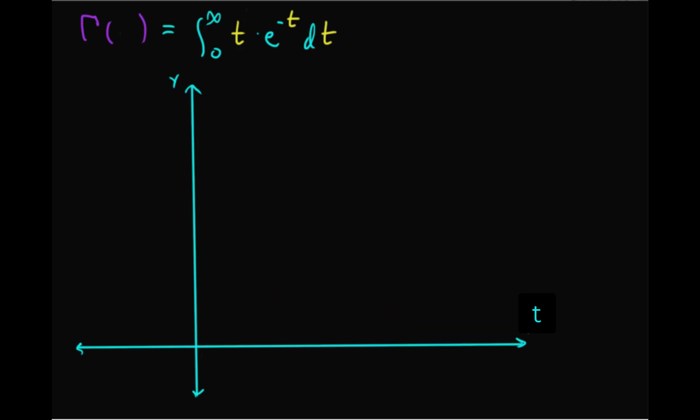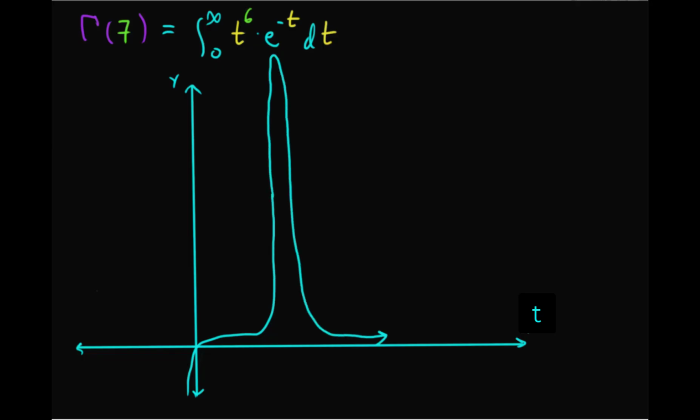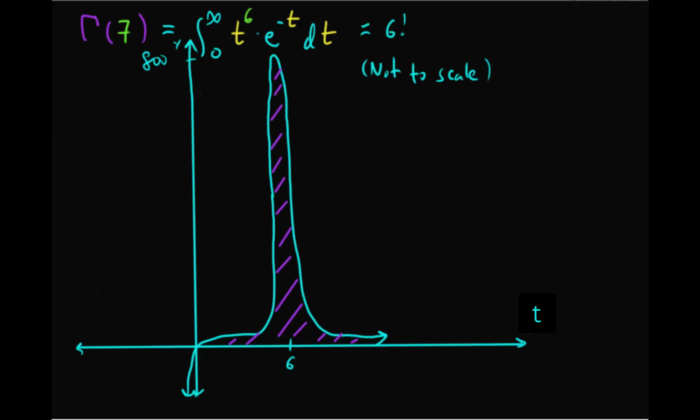The factorial grows super exponentially, and so we're going to find that the graphs of these functions become increasingly sharply peaked. So for example, gamma of 7 is going to be the integral from 0 to infinity of t to the 6th times e to the negative t dt. And this graph isn't even to scale, but this gives you some flavor for what it looks like. It's a very narrow, very sharply peaked graph. And the area under this narrowly peaked graph from 0 to infinity, of course, equals 6 factorial, which is 720.